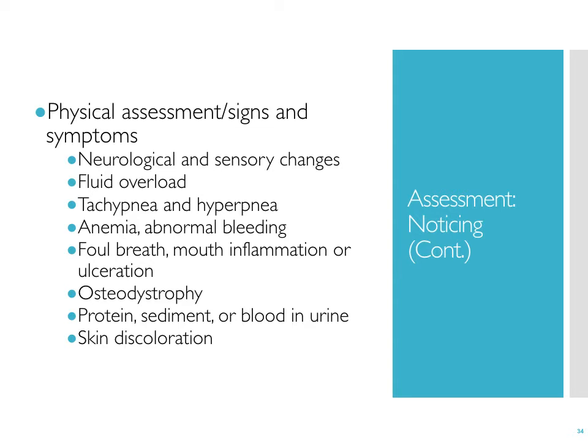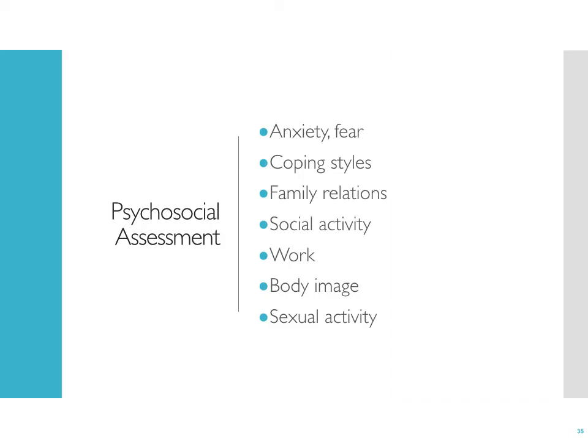So the physical assessments and signs: neurologic and sensory changes, fluid overload, tachypnea, hyperpnea, anemia, abnormal bleeding, foul breath, mouth inflammation or ulcerations, that's the stomatitis, osteodystrophy, protein, sediment, or blood in the urine, and skin discolorations. We want to make sure that we do a psychosocial assessment. A mental health professional is an important member of the team for somebody who has chronic kidney disease. We want to ask the patient's understanding of their diagnosis and what the treatment regimen means to him or her.